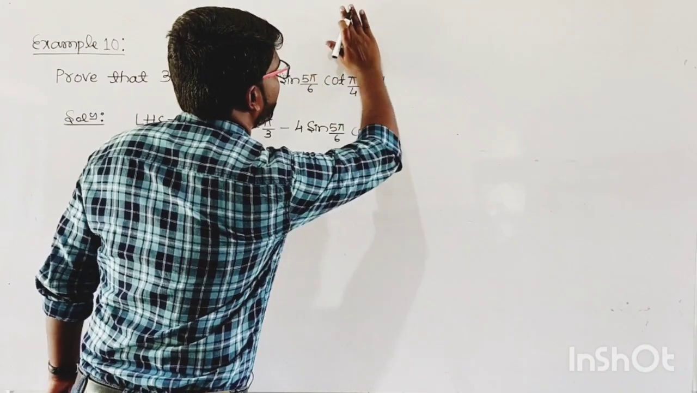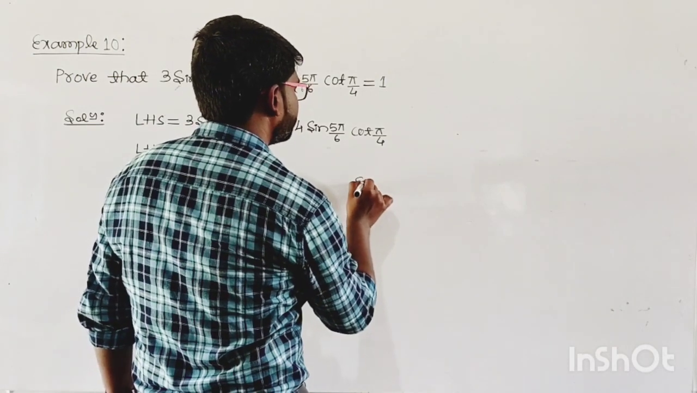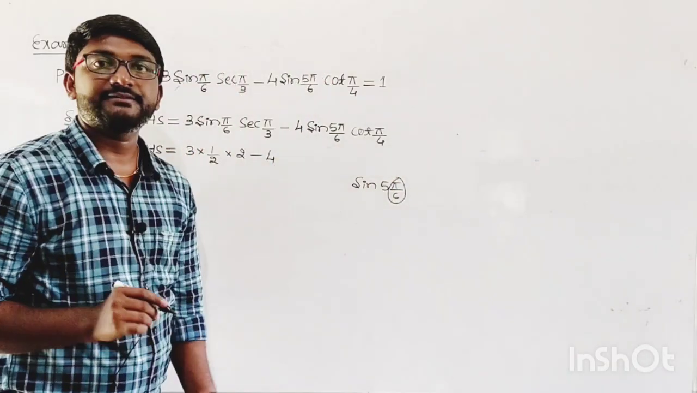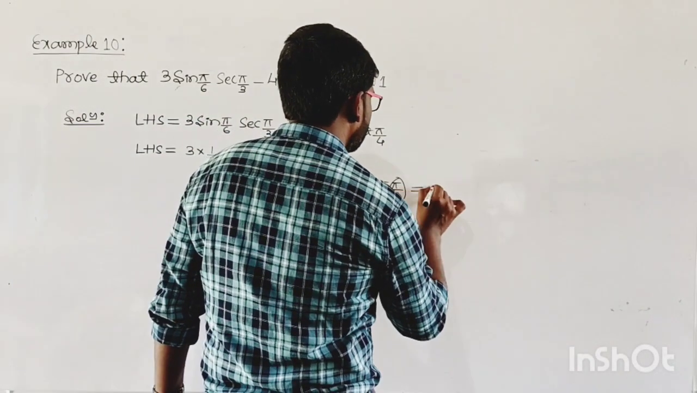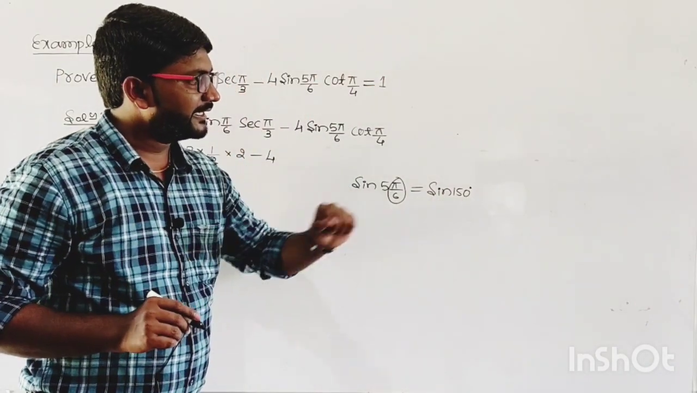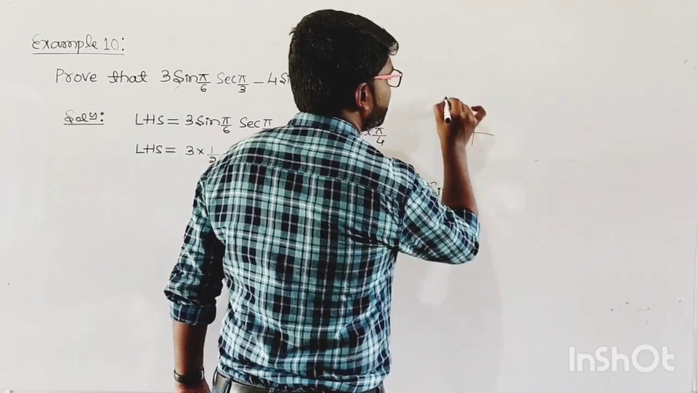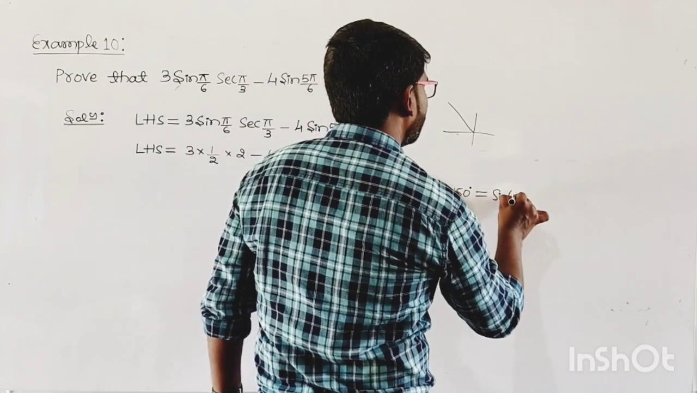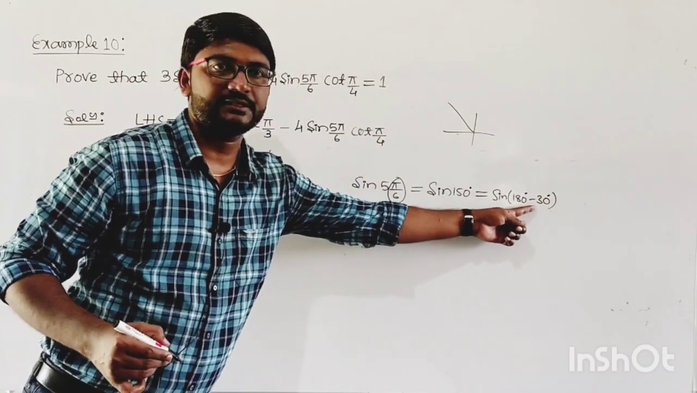Now here we have sin 5 pi by 6. Pi by 6 is 30 degree. 30 into 5 is 150 degree. Overall sin 5 pi by 6 is nothing but 150 degree. Now 150 degree can be written as 180 degree minus 30 degree. So now this can be written as sin of 180 degree minus 30 degree. 180 minus 30 is 150.